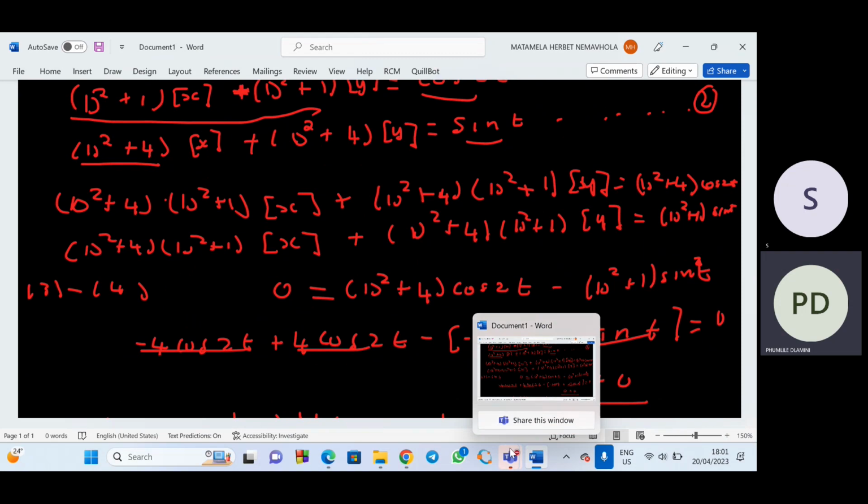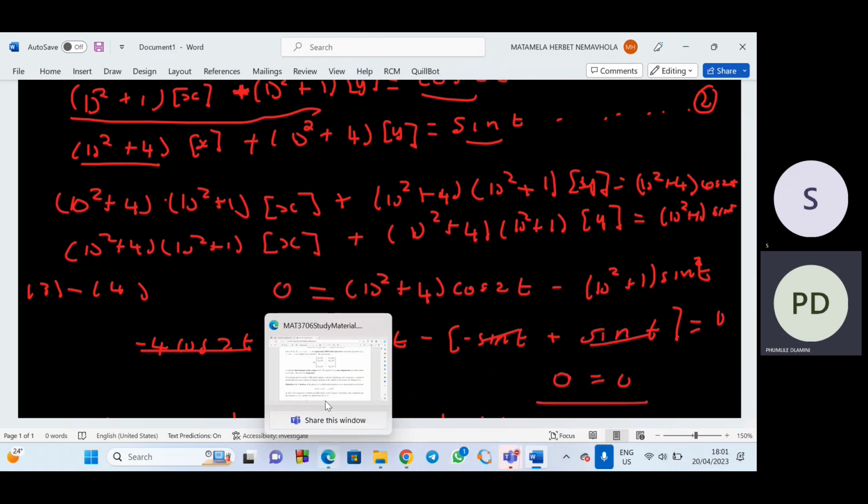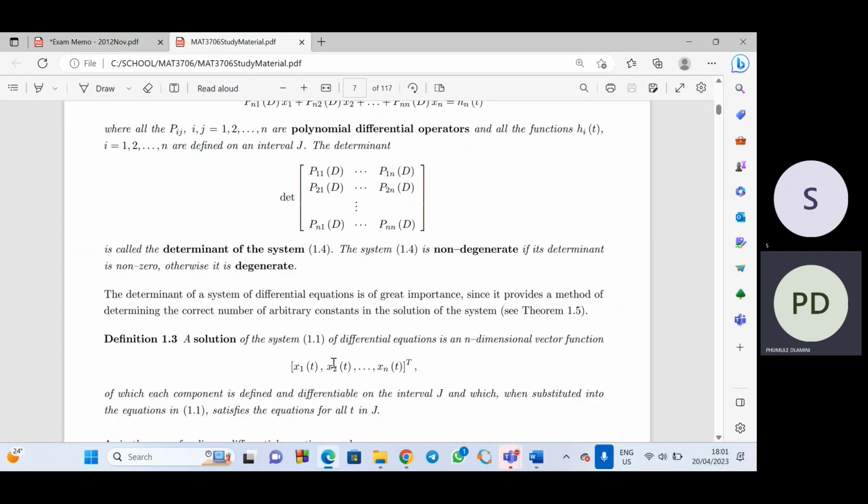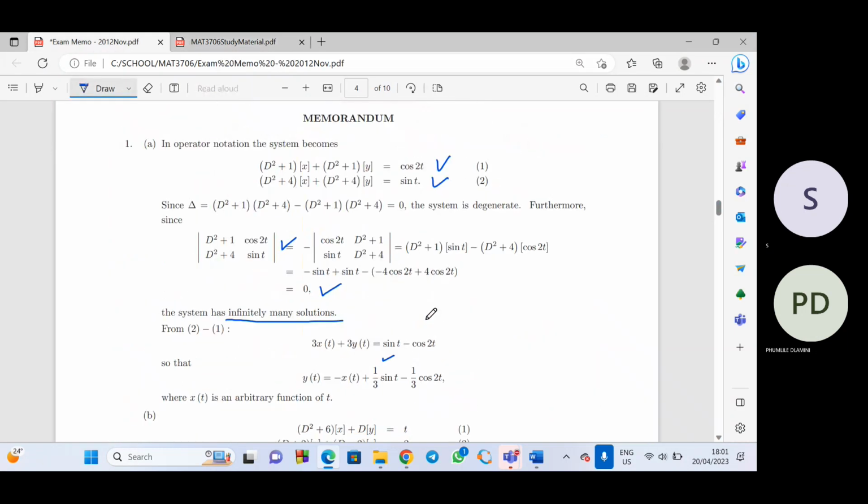Do you have any questions? So far when I check the memo, what I did is exactly the same. Do you have any question? I don't understand the last part in the memo. Oh, the last part, okay.